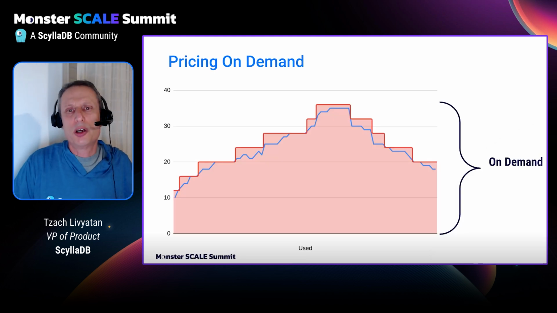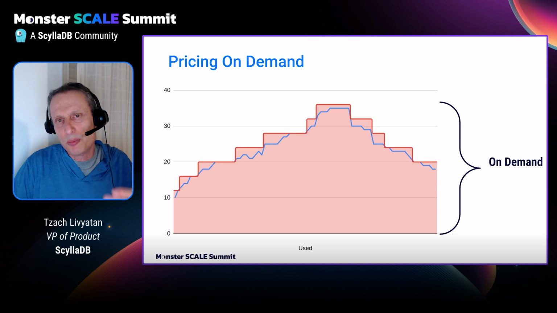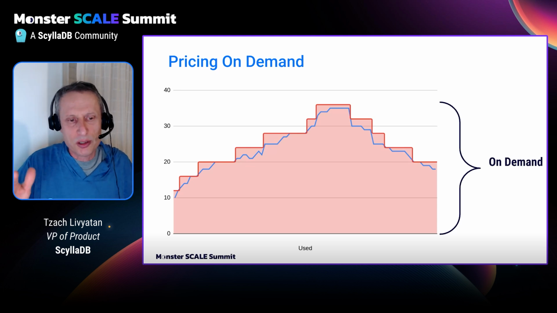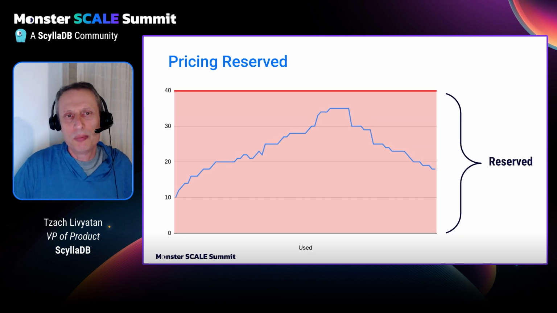On demand, if you go to Scylla Cloud, provide your credit card and start using it, you will pay for what you use, only for what you use, but that will be the highest price, because on demand, if you're looking at the pricing, it's the highest. That might be fine, but if you're using more and more resources, you probably want to use a lower tier of price. Here comes reserve pricing.